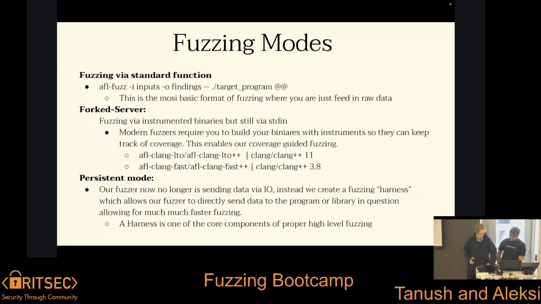Yeah. Okay, cool. So here we have three main fuzzing modes. Standard, like I mentioned earlier, is basically just feeding raw data into a program. This is very slow because of I/O and OS overhead, and starting and stopping a process thousands of times is not efficient. It's like rebooting your computer every time you want to open a browser tab, for example.